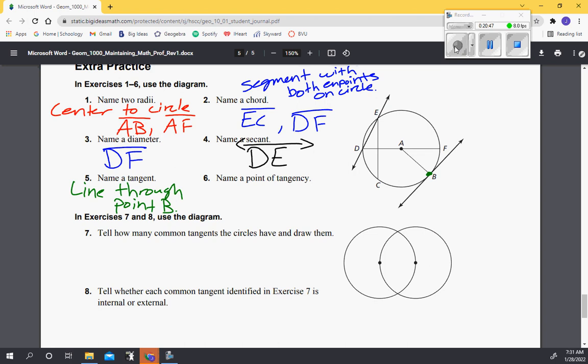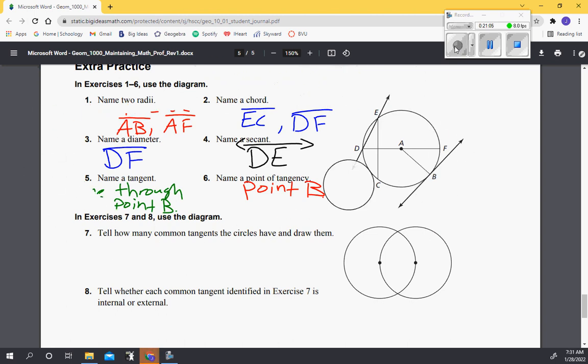Name a point of tangency. So there's only 1 point where that tangent line touches, and that's our point. It's point B. Okay. So those are all the different types of lines in my circle.